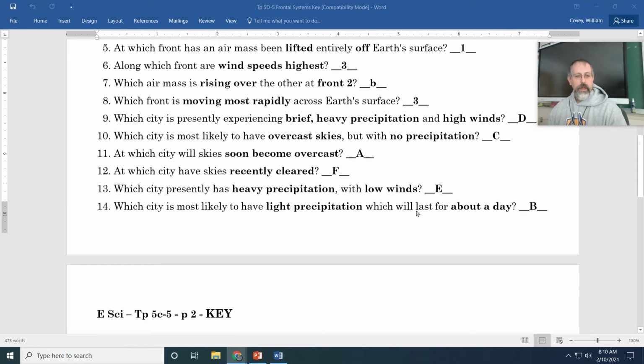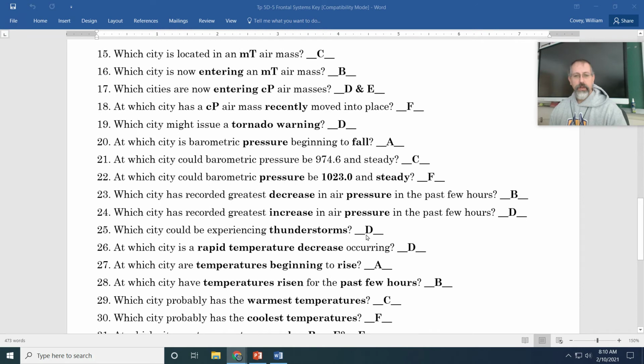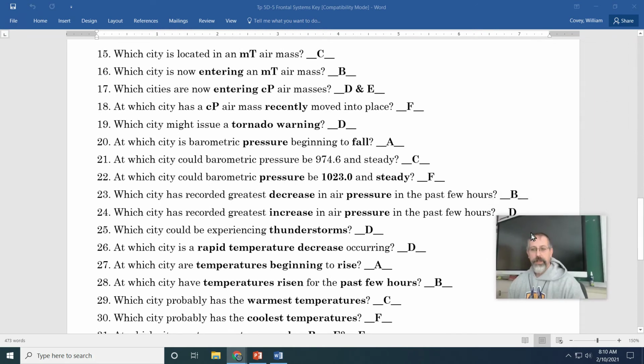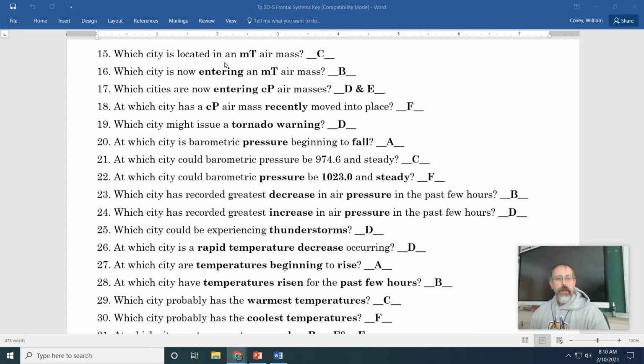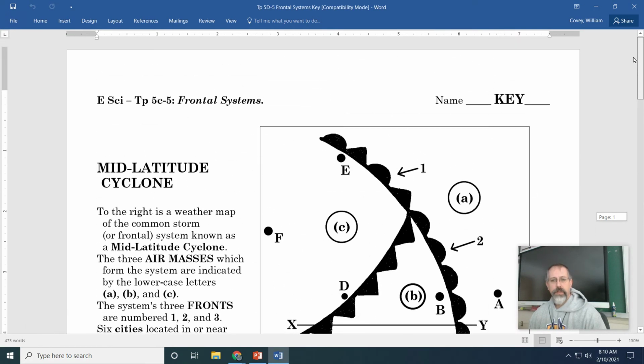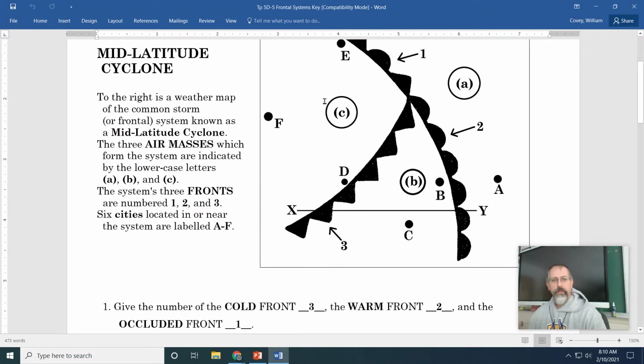All right, moving on to page 2. Now this is going to get a little weird because I'm going to have to flip back and forth even more than I was. So, which city is located in a maritime tropical air mass? So we established continental polar, cold air mass. Maritime tropical is always down here in the pie-shaped piece, or pizza-shaped piece. So maritime tropical in our particular location, it's going to be coming up from the Gulf of Mexico or down by Florida. That's going to be your maritime tropical air.